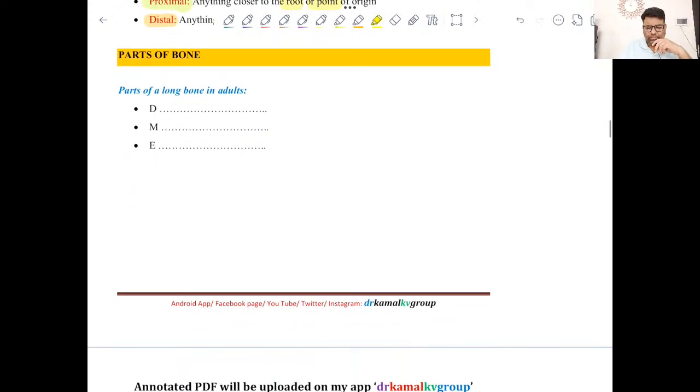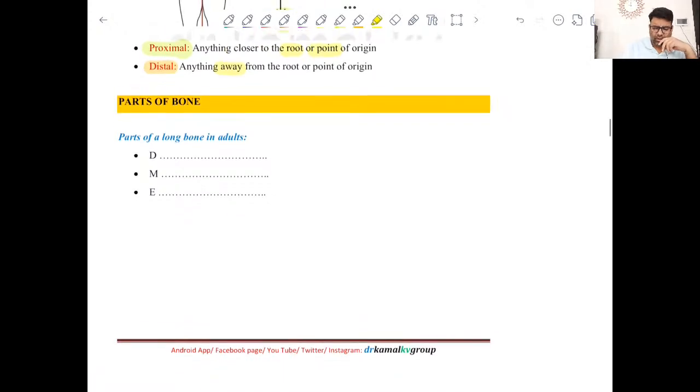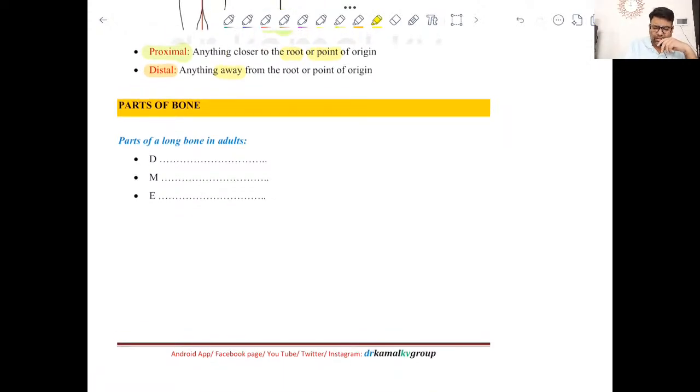Now coming to the parts of a long bone. Here in adults, we usually find three areas: diaphysis, metaphysis, and epiphysis. Clear? And this is epiphysis. Now diaphysis is also known as the shaft of the bone.